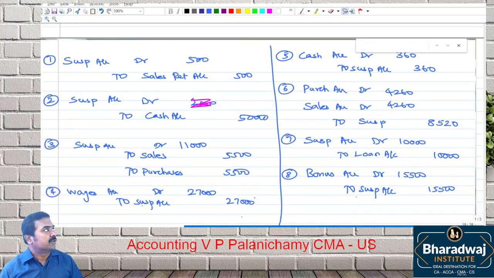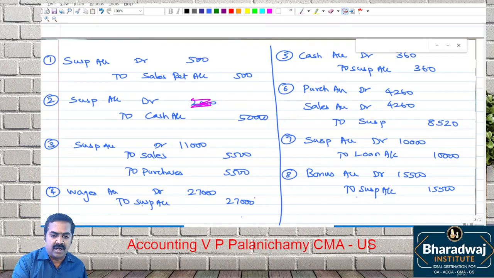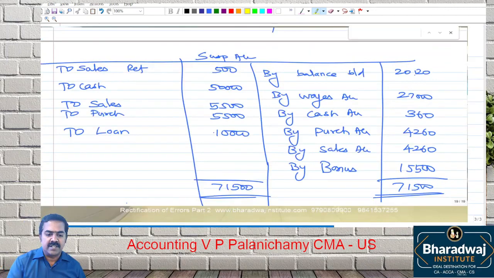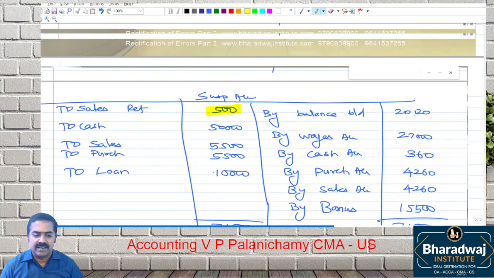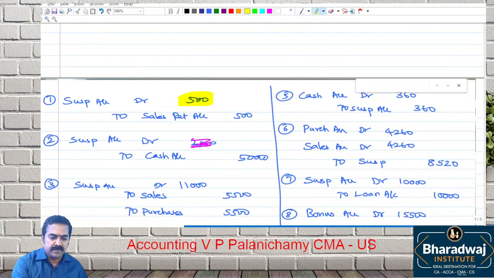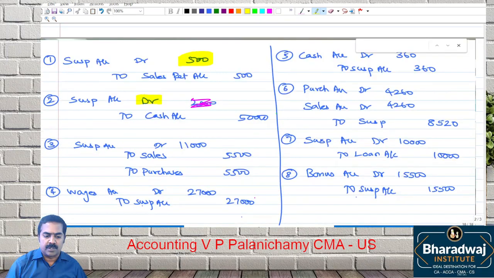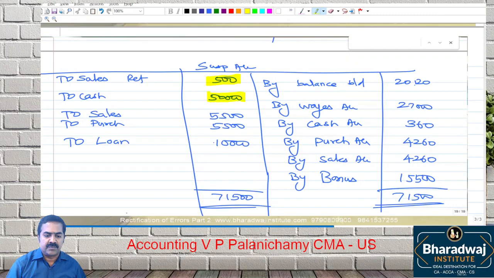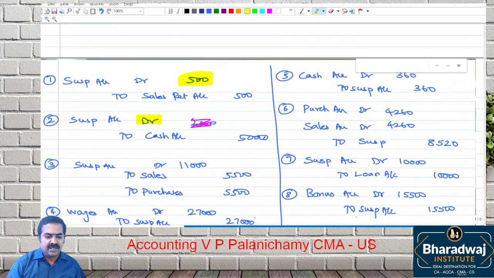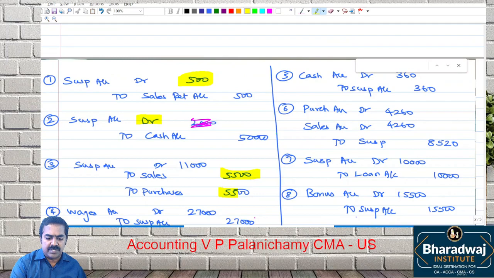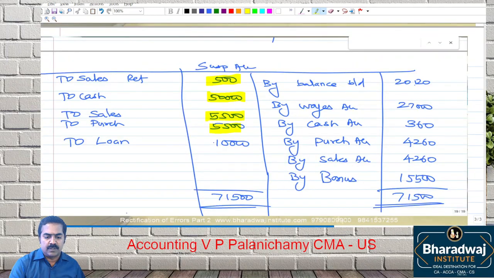Suspense account debtor to sales returns account. How to post this in ledger? Suspense account debit பண்ணுமா credit பண்ணுமா? Suspense account we have to debit, which means right in the left hand side. How much? 500 to sales returns. Next entry பாருங்க. Suspense account debtor to cash. Debit side to cash 50,000. Next entry. Suspense account debtor to sales to purchase returns. It will come as to sales to purchase returns.